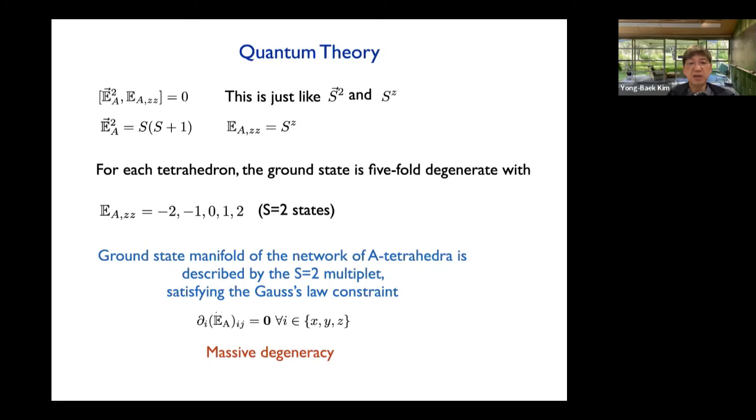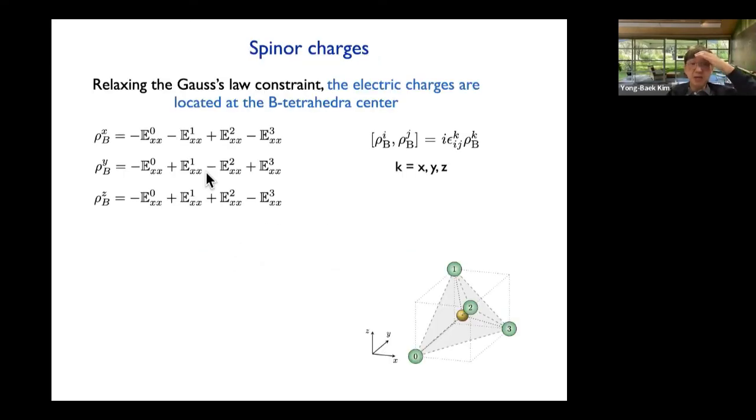So the question is, how can you satisfy the Gauss law constraint? It turns out that we end up with massive ground state degeneracy. If you relax the Gauss law constraint, then you can show that the location of the excitations, what we call electric charges, is on the p tetrahedron center. My electric fields are defined at a tetrahedron. Remember that the green is the a tetrahedron, the yellow is the p tetrahedron.